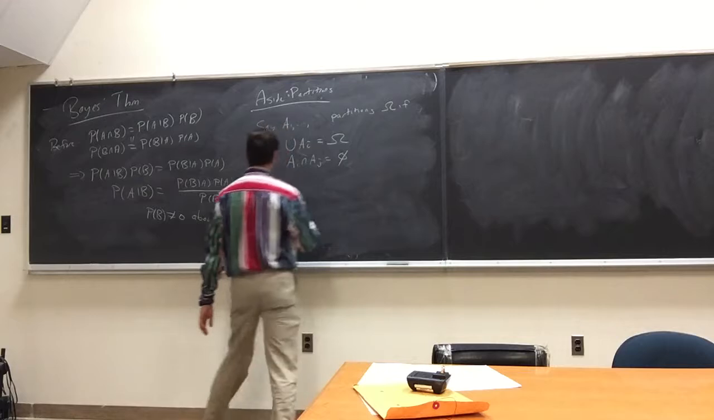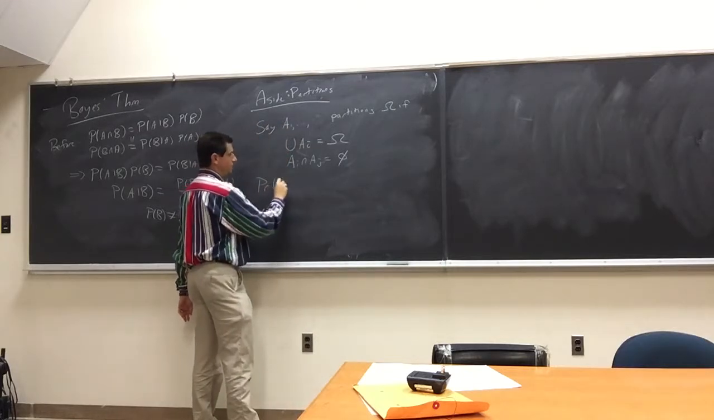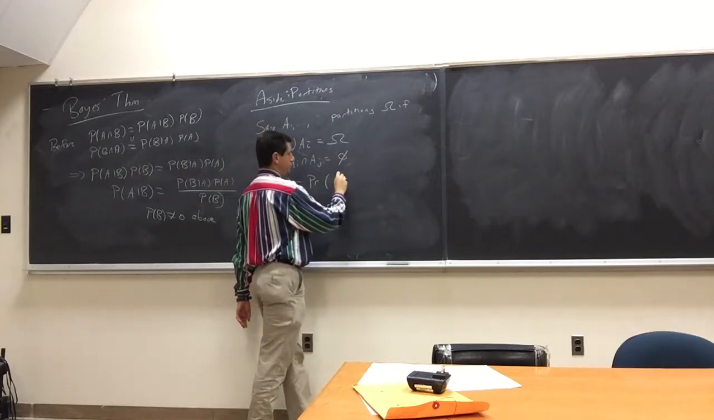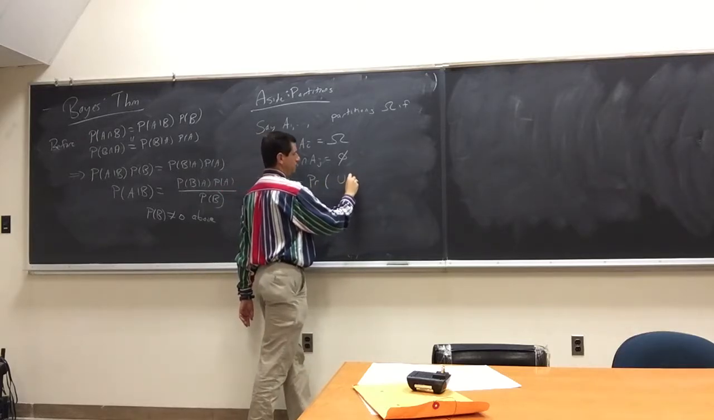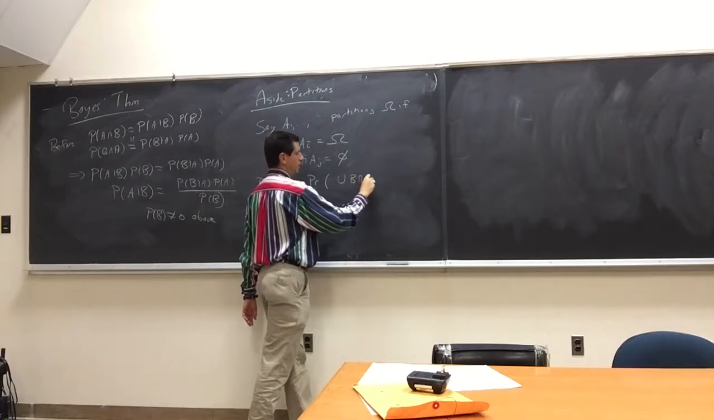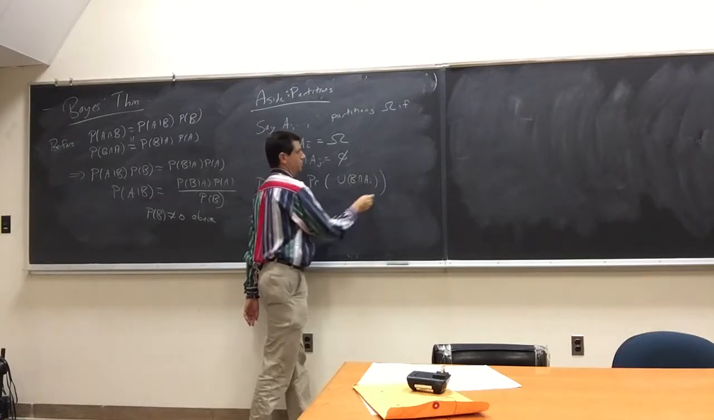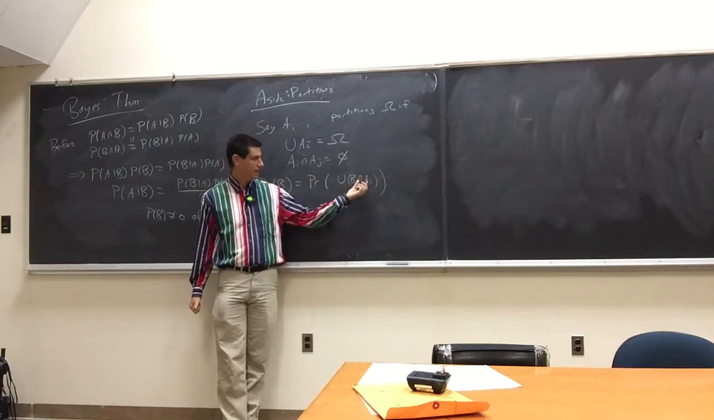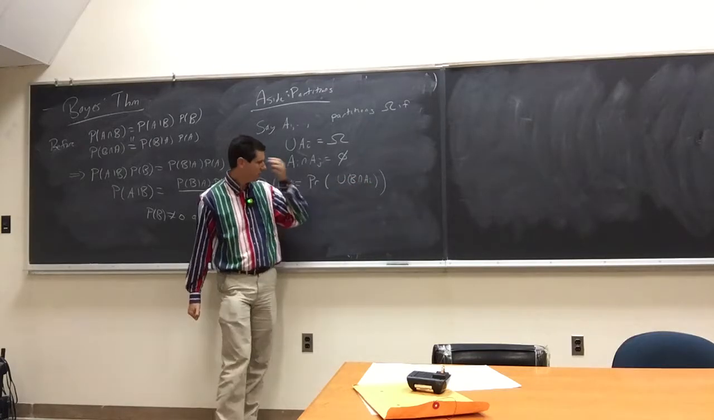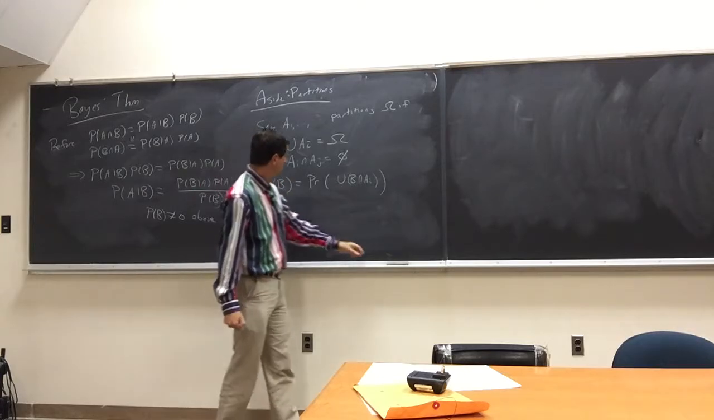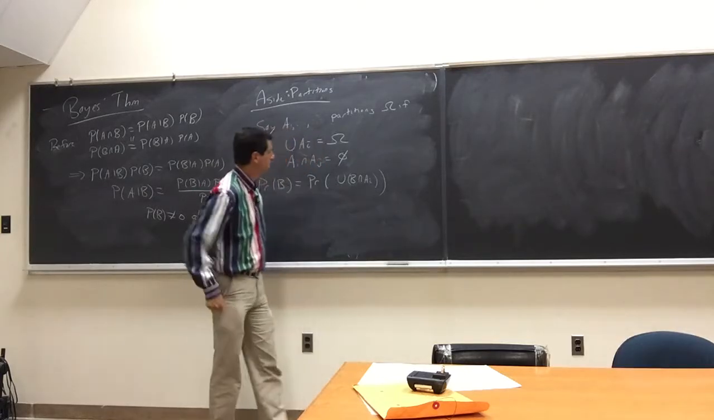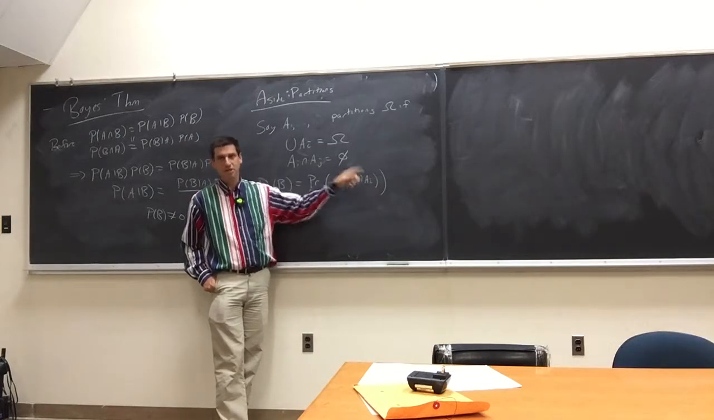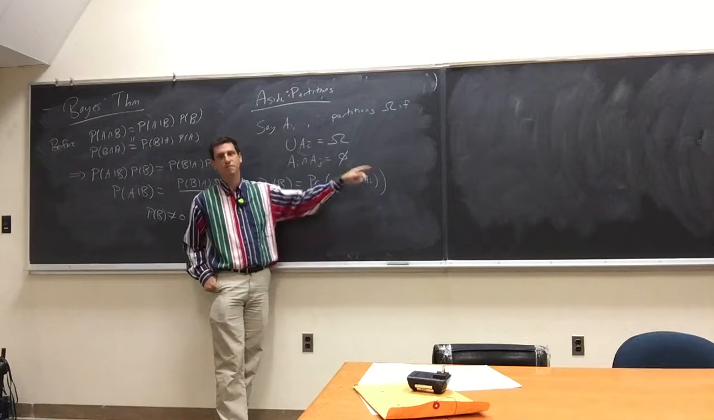And now what we can do is, if I want to know the probability that some event B happens, this is the probability of the union of B intersect AI. And the reason is, this gives me the part of B that's in A1, union the part of B in A2, union the part of B in A3, union the part of B in A4.